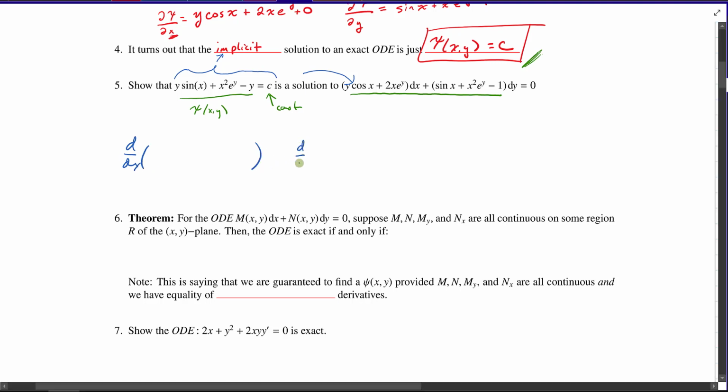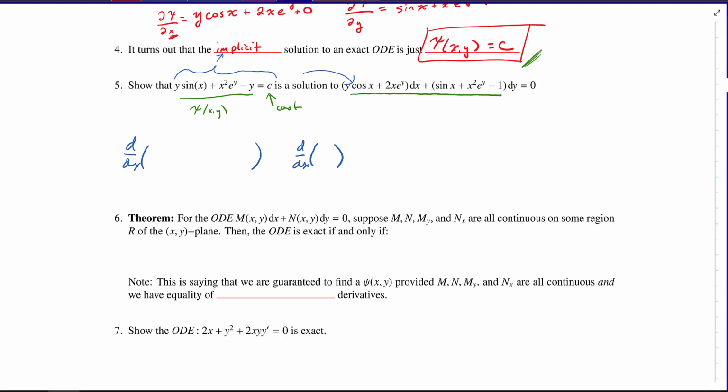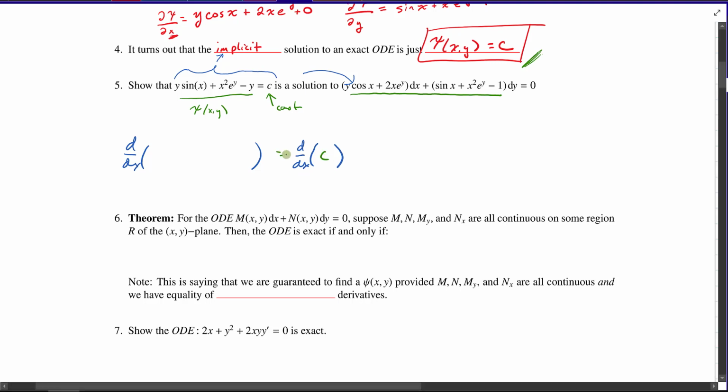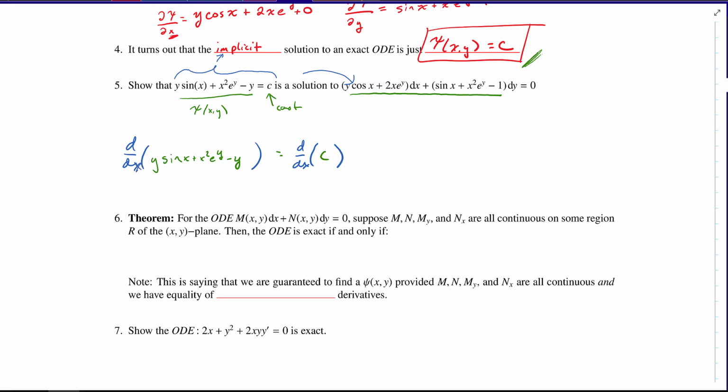The right-hand side's a constant, and on the left-hand side we have y sine x plus x squared e to the y minus y. Careful, folks, because we're bouncing back and forth between partial derivatives and regular derivatives. Here again, we are assuming that y is dependent upon x. So when we do implicit differentiation, if I take the derivative of an expression in terms of y, there's an implicit chain rule that has to happen there. So let's go ahead and check that.